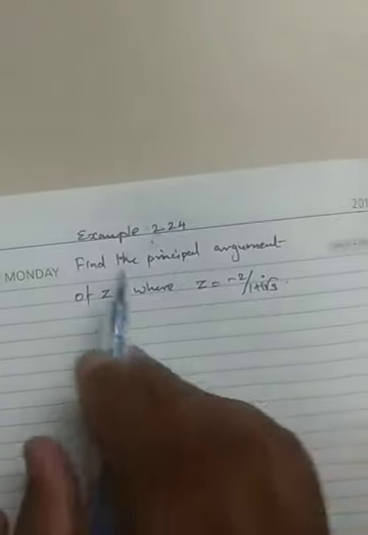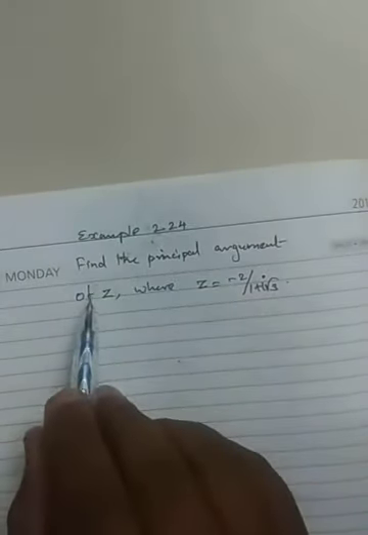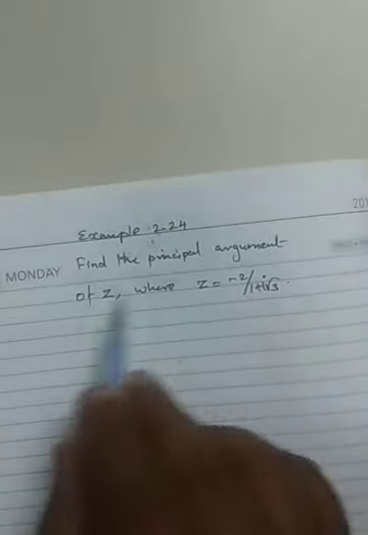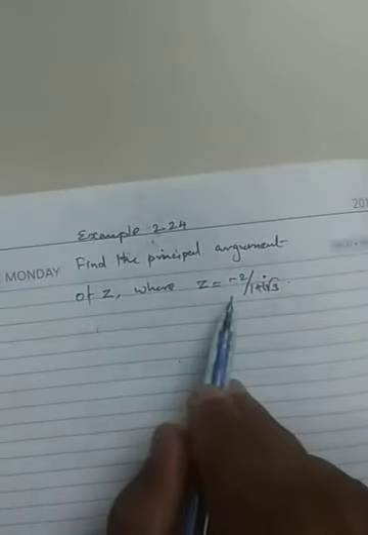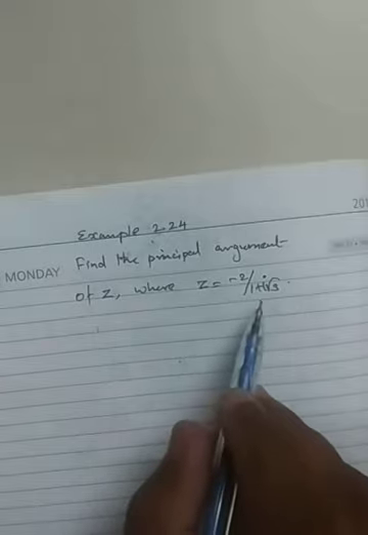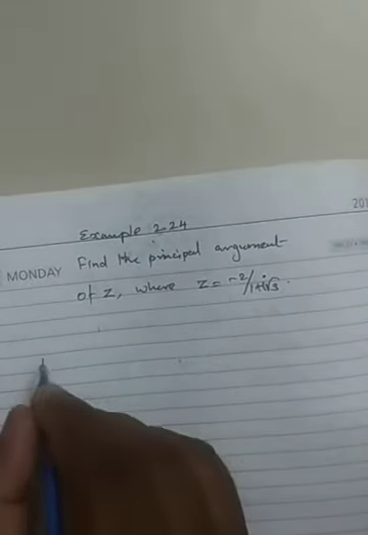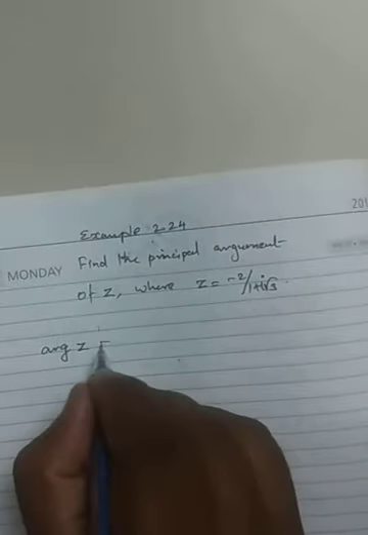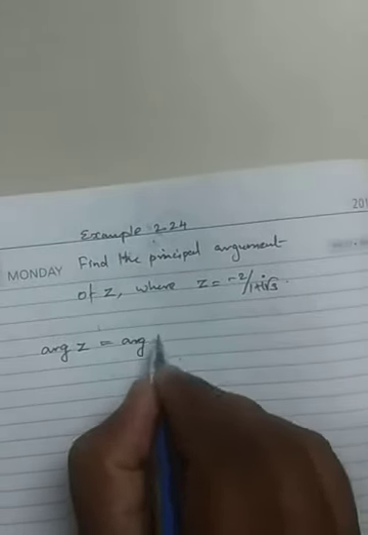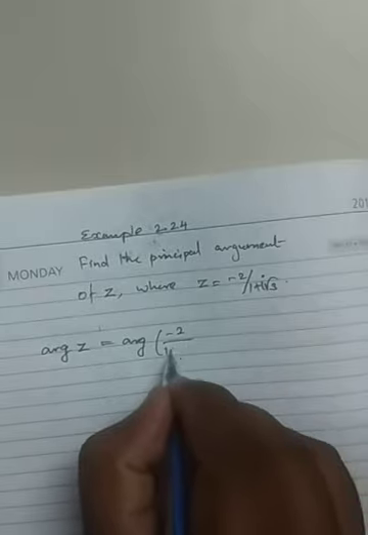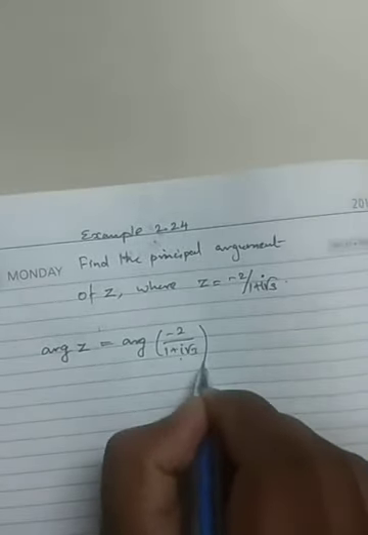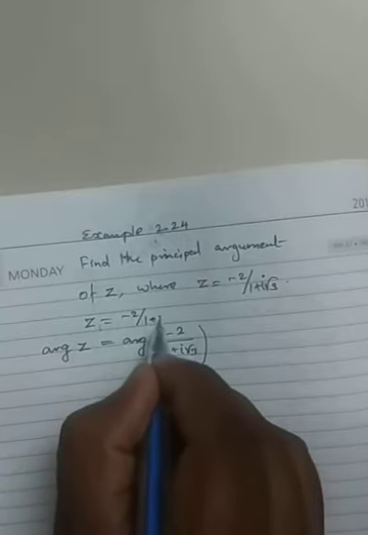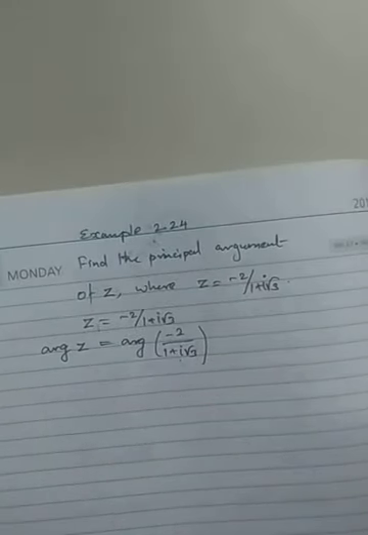And the next question, this is example 2.24. What are they saying now? Find the principal argument of z, where z equals minus 2 by 1 plus i root 3. So we need to find arg z, the argument of minus 2 by 1 plus i root 3. So this is the thing. Here z equals minus 2 by 1 plus i root 3. So I am writing it as such.